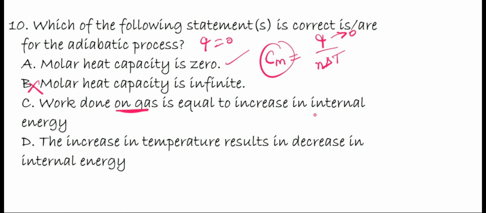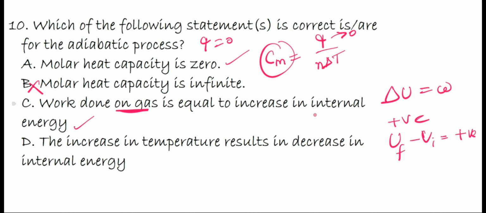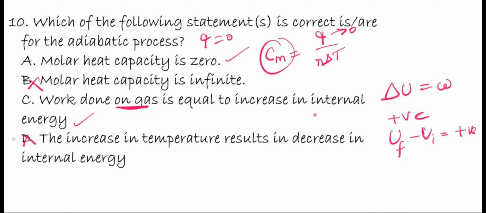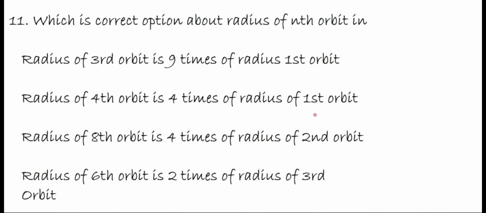So the internal energy becomes decreasing. But now here, the work done on the gas is positive on both sides, which becomes U final minus U initial, that is also giving you the positive, which makes this statement correct. Then increase in temperature results in decrease in internal energy, that is also a false statement in this case. So option A and C are correct. So that option you have to pick.